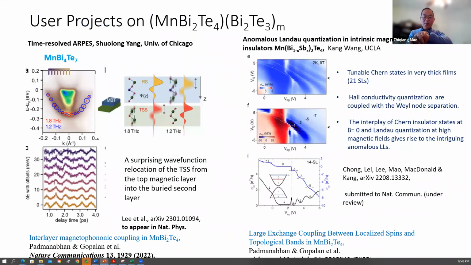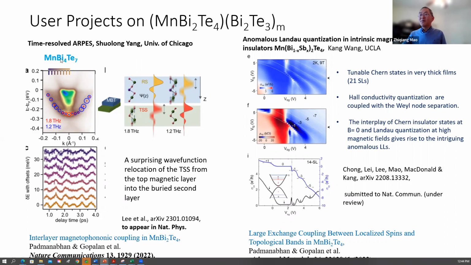Okay, and so our in-house research has also attracted a number of user projects. Some of them already got very good results. Here I want to mention some of them. One is a time-resolved ARPES measurement on the 147 phase, MnBi2Te4 phase, done by Shilong Yang at the University of Chicago. Through this measurement, they solved a long-standing problem: why is the topological surface state in the MnBi2Te4 family gapless? That has been puzzling for a long time.